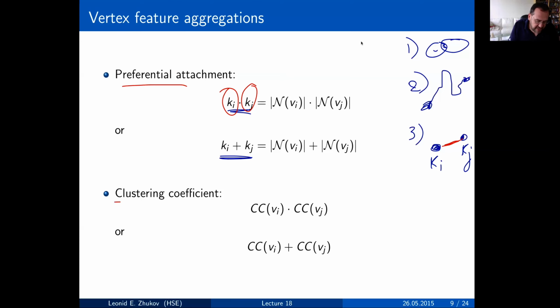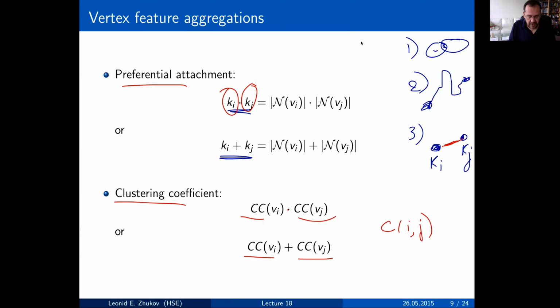Or you can take, say, the clustering coefficient of one node and the clustering coefficient of another node, and combine them, either through product or sum. And that will create for us some coefficient, some similarity metric, some score between nodes i and j. So the point here is that we always get a scoring between i and j.